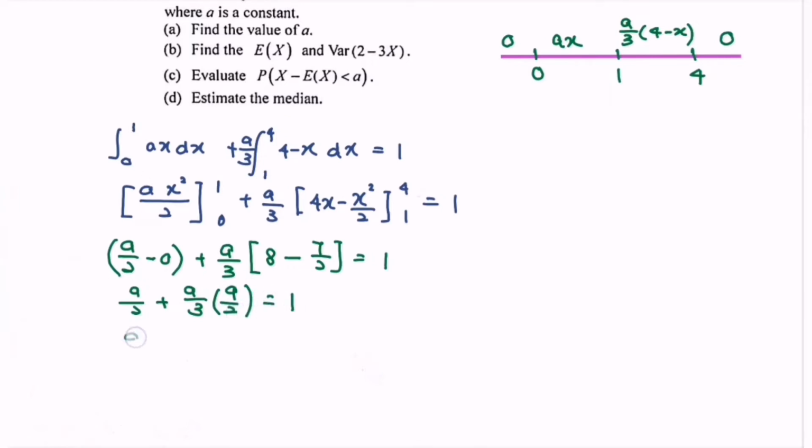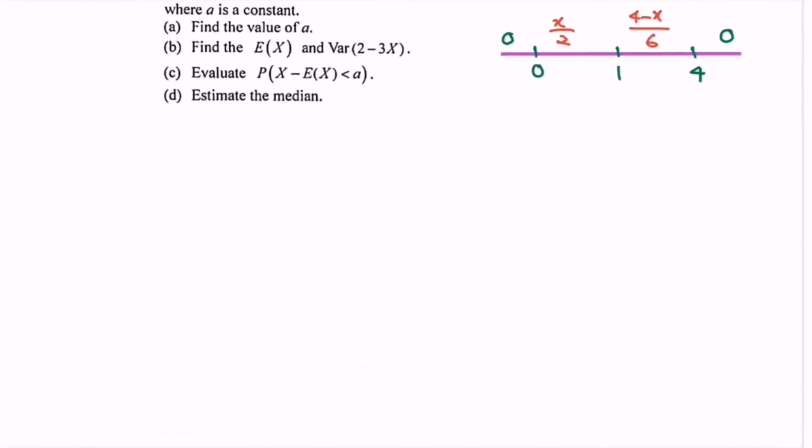So here we have a over 2 plus 9a over 6, which is equal to 1. So kindly simplify the situation: a over 2 plus 3a over 2, which is equal to 1. So here we will have 4a equal to 2, a equals 1 over 2. Kindly substitute a equals 1 over 2 into the real number line. Next, find E(X) and also the variance of (2 minus 3X).